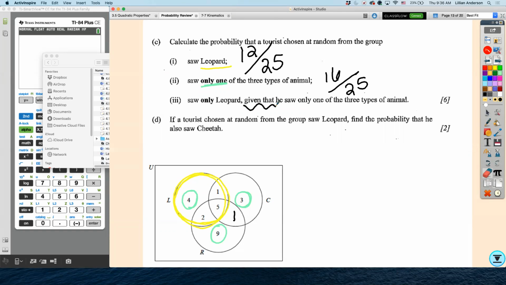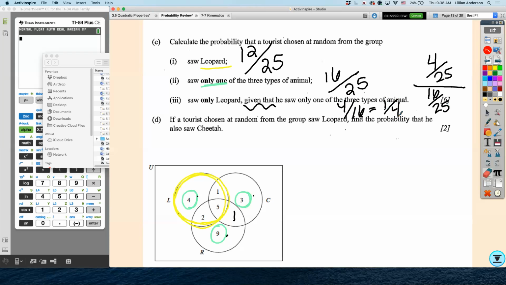Given means conditional probability. The part that follows given is the condition. Well, I know that 16 out of 25 saw only one of the animals, only one type. So out of that 16, which came from the blue color circles, 4 of them saw the leopard. So that does reduce down to 4/16, which reduces to what?